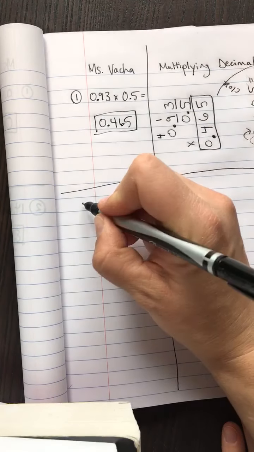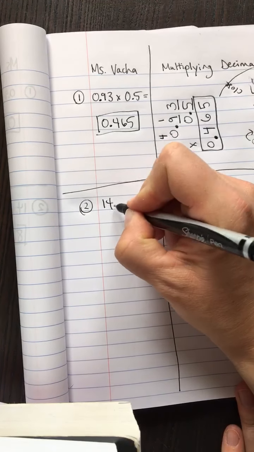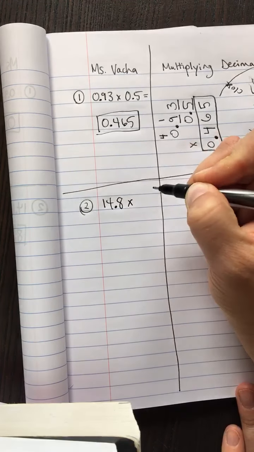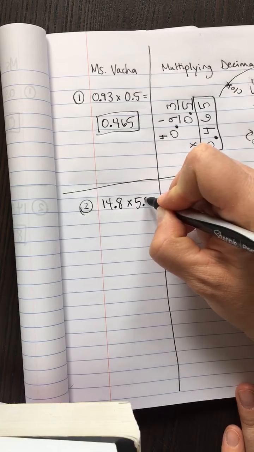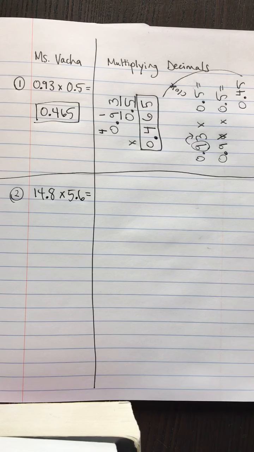Okay, and the final problem that we are going to do together is 14 and 8 tenths times 5 and 6 tenths. Just like the last problem, if you could go ahead and pause your video and work out that problem on your own and then come back and check.